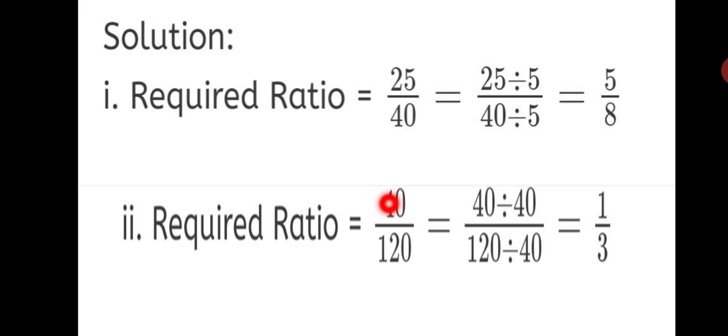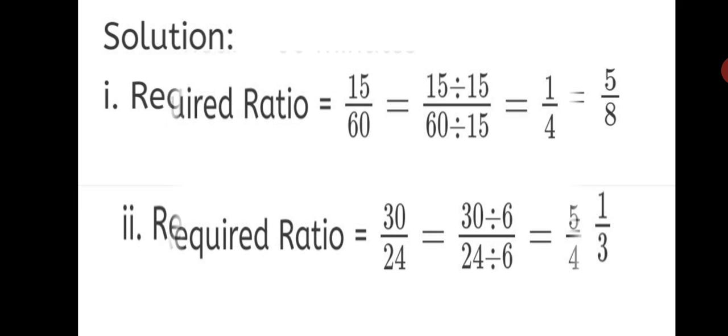Again I repeat, you can reduce this 0 first. Then you will get 4 upon 12. Then 4 ones are 4, 4 threes are 12. And that's how you can get your final answer 1 upon 3. Or directly divide by HCF, highest common factor, which is 40. So whichever method you follow, the final answer should be 1 upon 3.